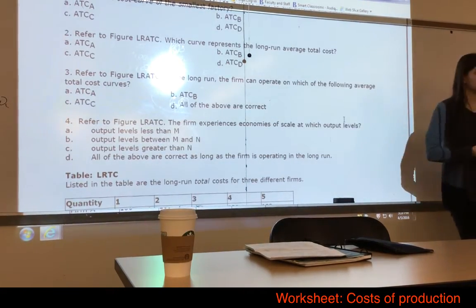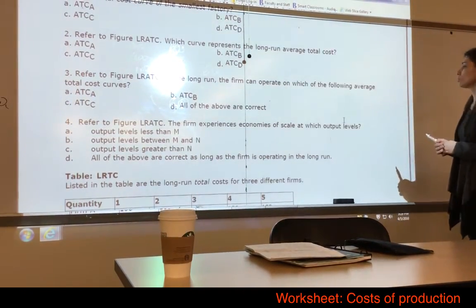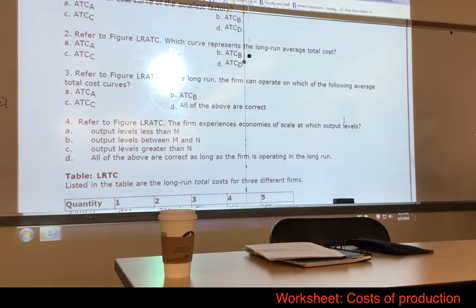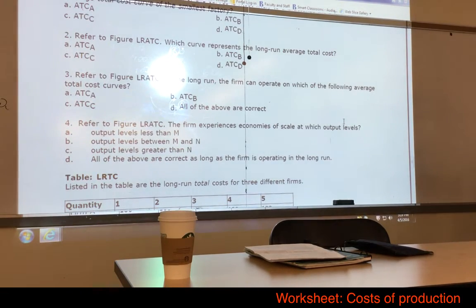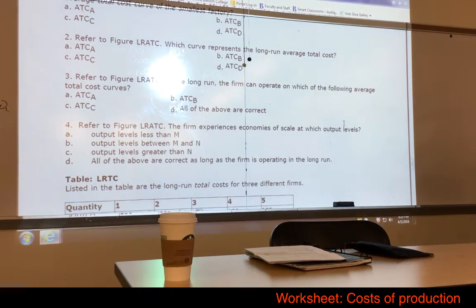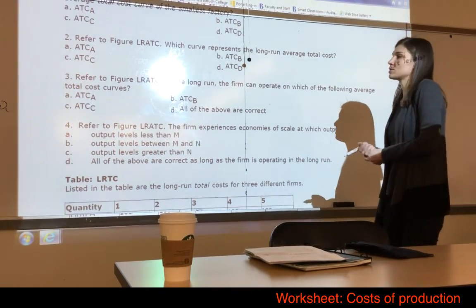In the long run, the firm can operate on which of the following average total cost curves? So in the long run, where can they be? At A, B, C, or all of the above? All of the above, right? Because in the long run, they can change the factory size easily.